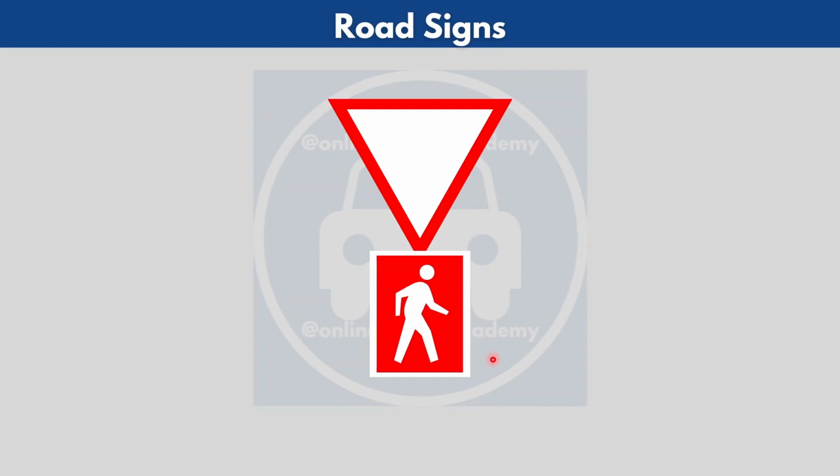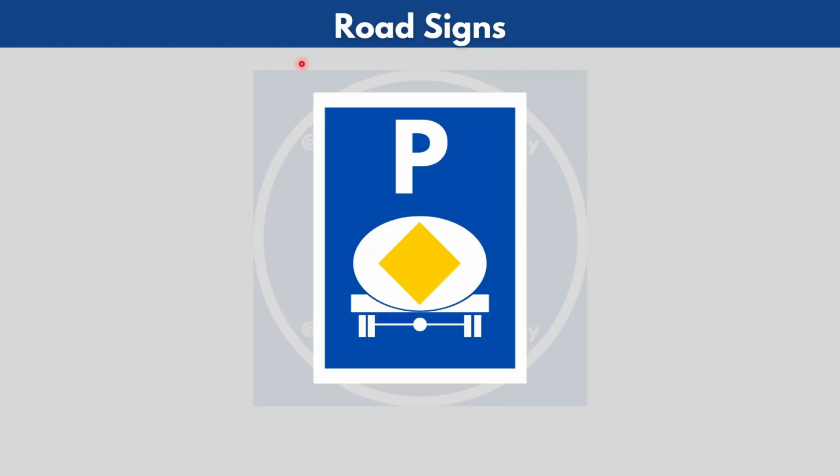This sign basically tells you that you will have to yield to pedestrians, right? Pedestrians, because there's a pedestrian sign at the bottom and there's a yield sign on top. Now we can see a white and blue sign, right? A blue background with a white border. And we can see the capital letter P on top of the sign, right at the top.